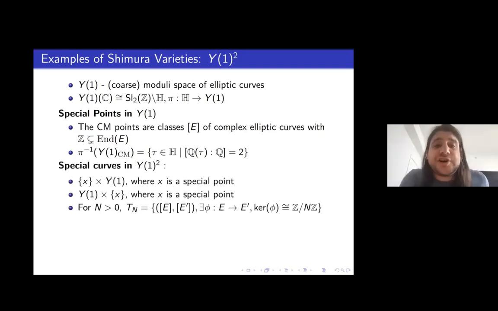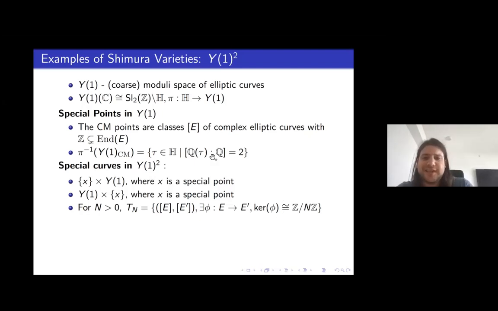And what are the special curves in Y1 squared? So what are its Shimura subvarieties? Well, this is one of the cases where you can describe them very explicitly. Usually you can't, it's much harder. But in this case, it's very simple. You either take a fiber over a special point in one or the other coordinate, or you have these Hecke correspondences, where from the perspective of moduli theory, it just records pairs of elliptic curves with an isogeny between them, or which are isogenous, depending how you think about it, of a certain degree. So here I'm specifying the kernel of the isogeny.